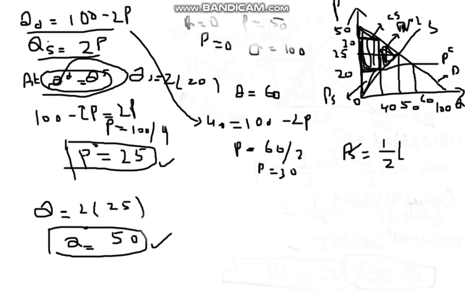We get the formula for the triangle: half into base, which is equal to 40, and height, which is equal to 20. So we simply calculate the producer surplus. Simply doing the calculations, we get the producer surplus, which is equal to 400.